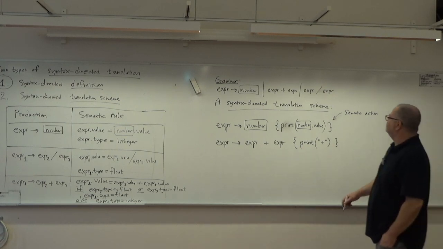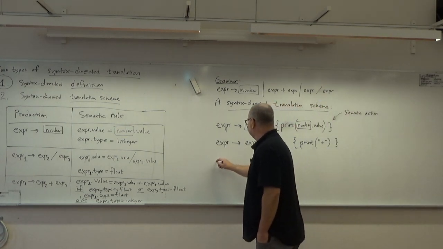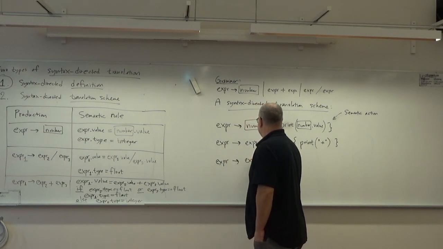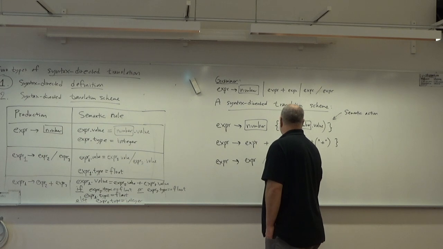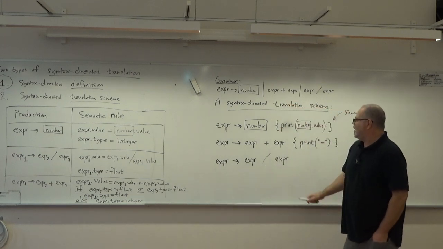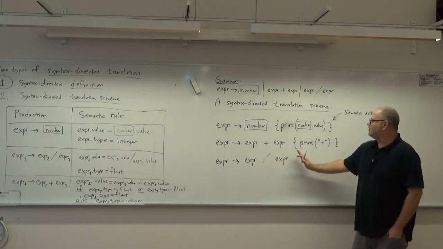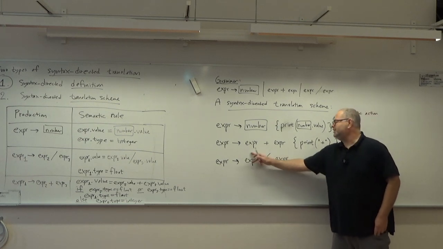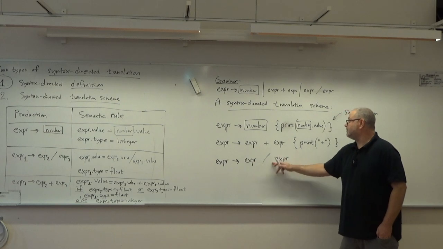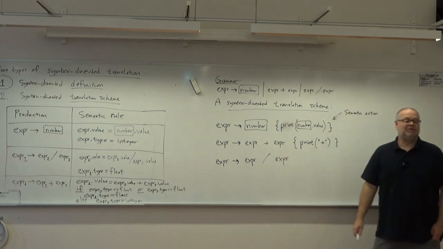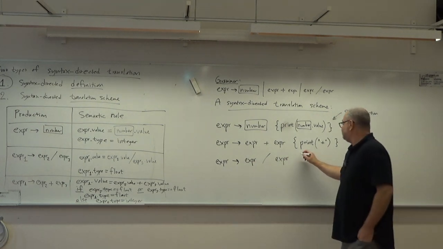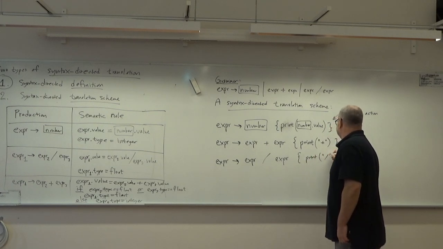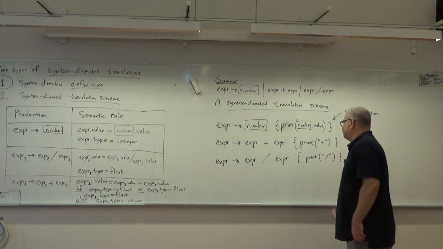So, the final production, an expression can expand to expression divided by expression. Again, when we have gotten as far as this, we have found an expression divided by another expression, we have already printed everything needed for this expression and for that expression, so all we need to do is to divide the numbers. So at the end here, we have print division, like this.